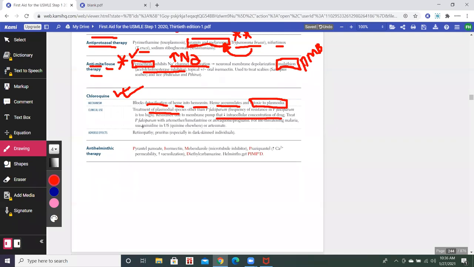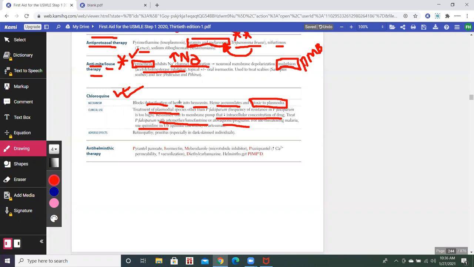And we treat Plasmodium falciparum with artemether lumefantrine or atovaquone proguanil. Okay. For life-threatening malaria, we use quinidine. Okay. Especially in the US, we use quinidine. Okay. So adverse effect wise, it will cause retinopathy and it will cause pruritus, not high yield.